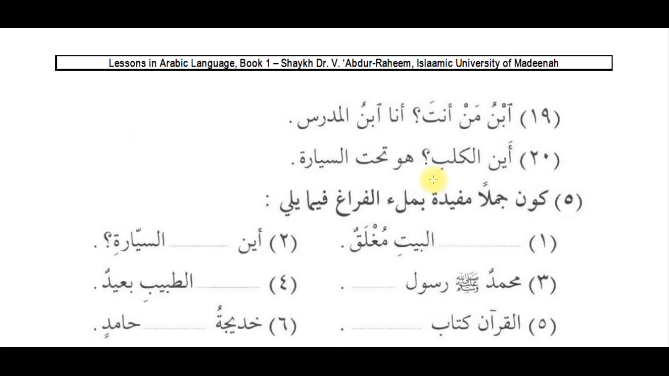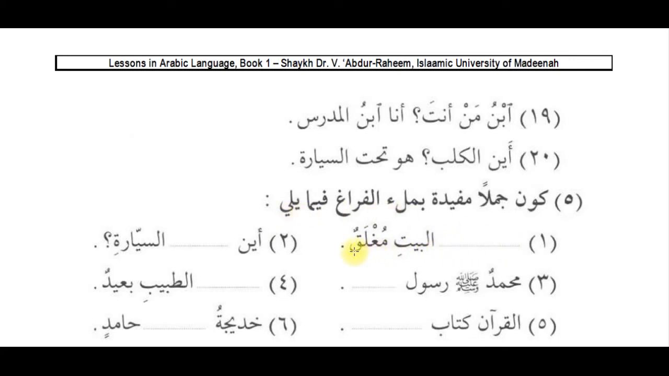Aina al-kalb. Where is the dog? Huwa tahta as-sayyarati. Tahta is a new word. It is under the car. Kawin jumalan mufidatan. Form meaningful sentences. Jumalan, plural of jumlatun. That means jumalun, sentences. Jumlatun, sentence. Kawin, form jumalan mufidatan. Form meaningful sentences. Bimil'il faragi fima yali. By filling the following gaps.